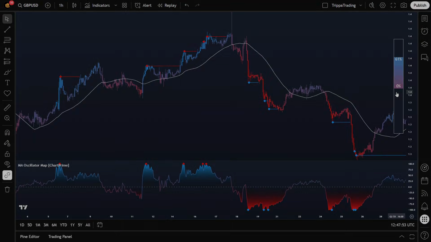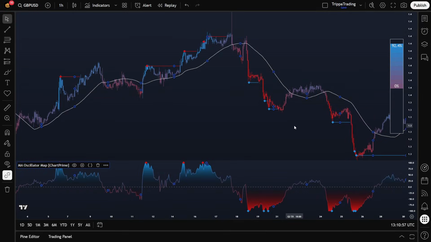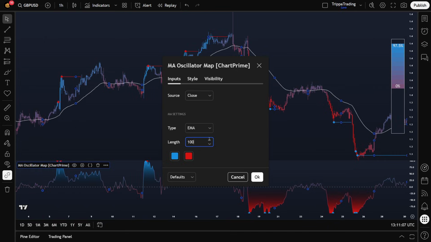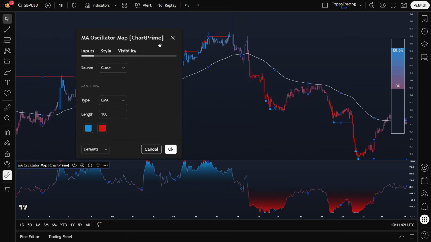Let's quickly fix one important setting. Double-click the indicator to open settings. Under the MA section, change the type from SMA to EMA and set the length to 100. EMA 100 gives you a smoother, more reliable trend line on the 1 hour, so we're only reacting to serious moves and not every tiny spike. You can keep the colors and other visuals at their default.